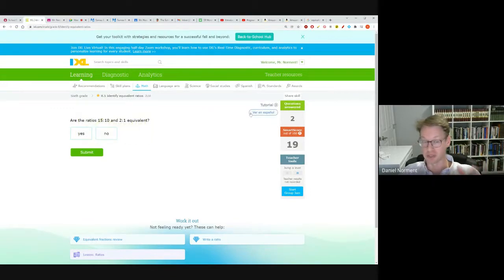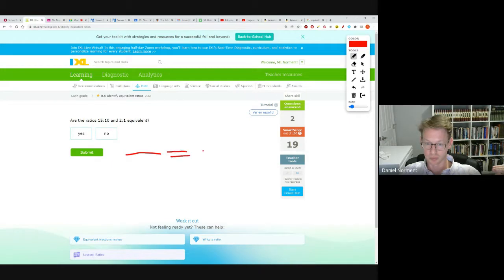That should be it for today's assignment. You should be able to finish the rest on your own, okay? So how do we determine if these are equivalent? Set up a proportion. Put what you see in the first ratio into the first fraction. Put what you see in the second ratio into the second fraction. And then cross multiply.